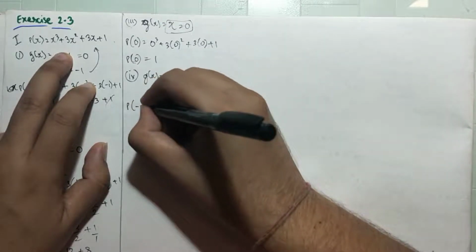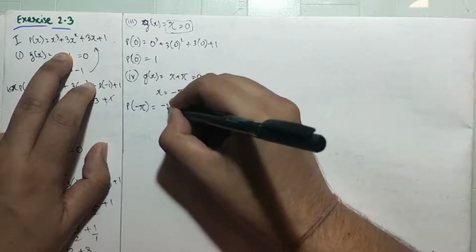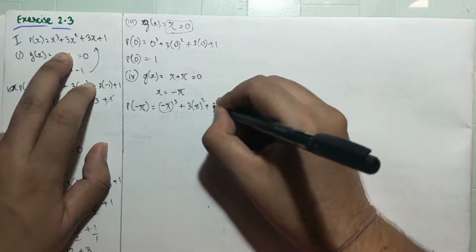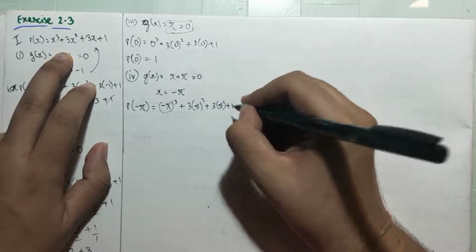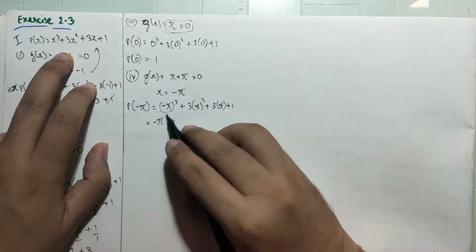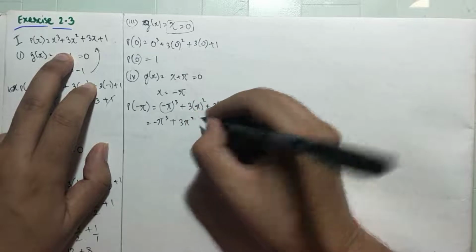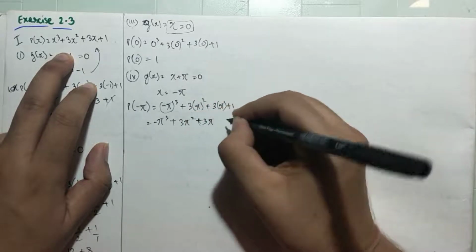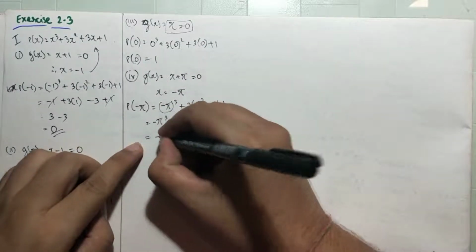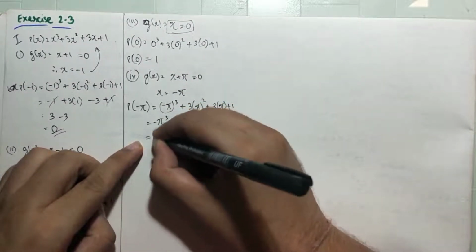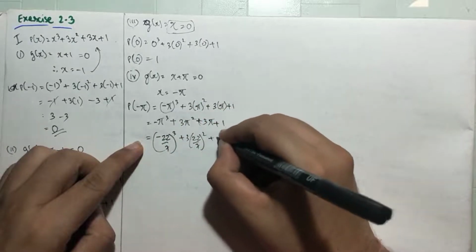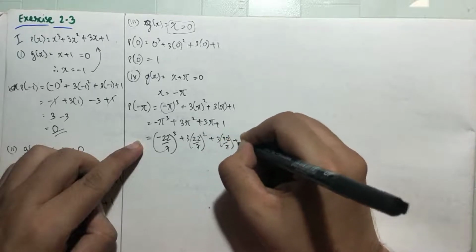Substituting this value as minus pi, the p of minus pi will be (minus pi) whole cube plus 3 into pi square plus 3 into pi plus 1. This is minus pi cube, negative will remain negative, minus 3 pi square plus 3 pi plus 1. Now substituting the value of pi, this is (22 by 7) whole cube plus 3 into (22 by 7) whole square plus 3 into 22 by 7 plus 1.